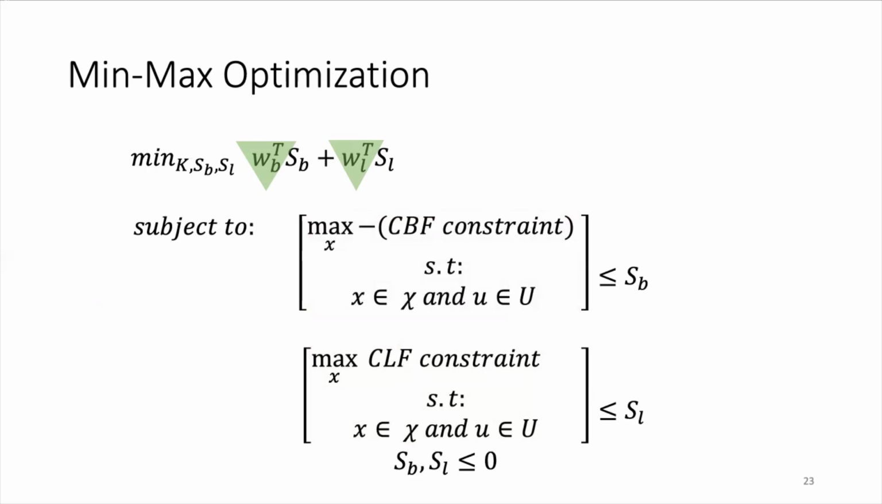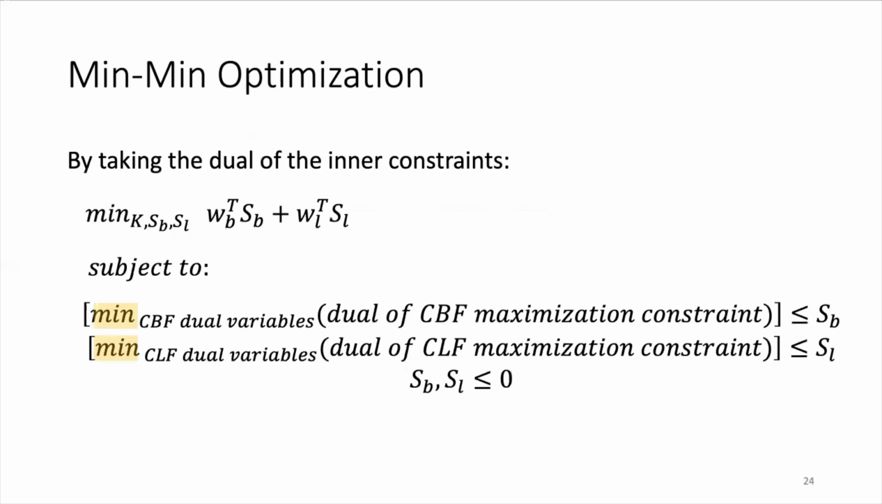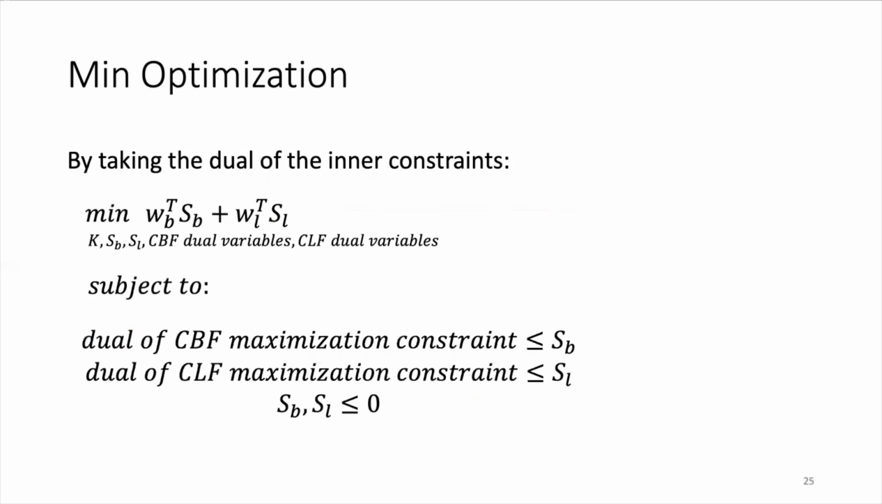In this optimization problem, all constraints and the objective function are linear, and X belongs to a convex set. The inner maximization problems are linear programs. So we replace the inner maximization problems with their dual forms and change the min-max problem to a min-min problem. Now the min-max optimization problem converts to a min-min optimization, and it's equivalent to a minimization problem over the dual variables and decision variables. By solving the minimization problem, we can find control gains that satisfy the CLF and CBF constraints for every point in the cell.